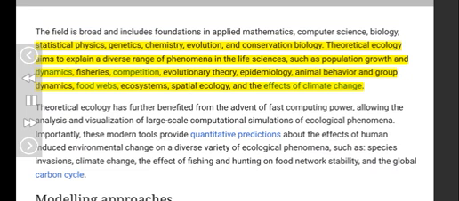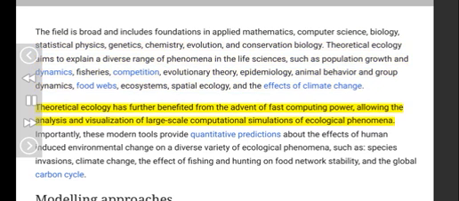dynamics, fisheries, competition, evolutionary theory, epidemiology, animal behavior and group dynamics, food webs, ecosystems, spatial ecology, and the effects of climate change. Theoretical ecology has further benefited from the advent of fast computing power, allowing the analysis and visualization of large-scale computational simulations of ecological phenomena.